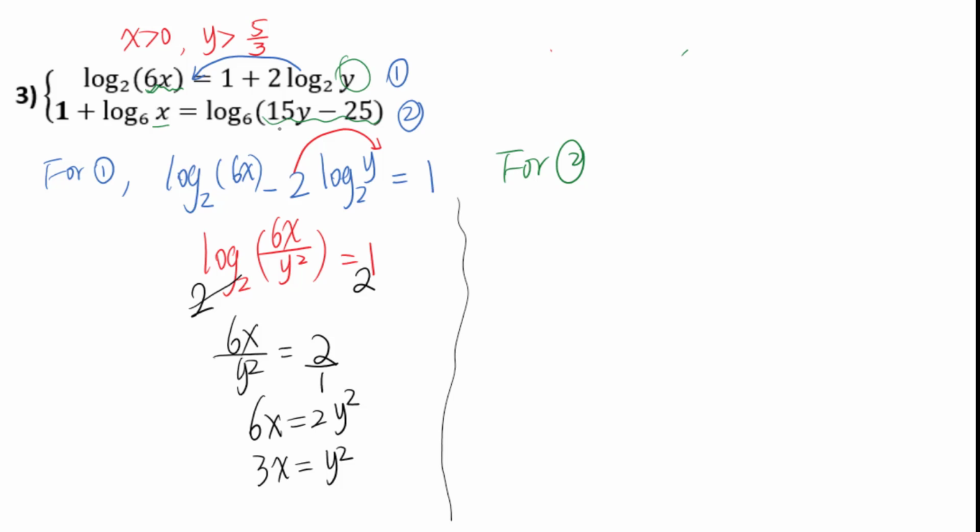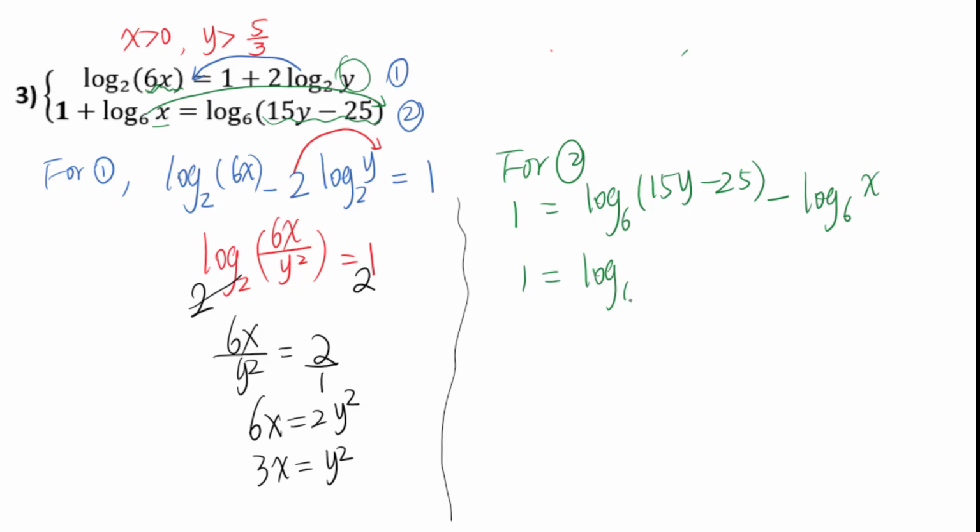Not all terms are logs in the equation. Cross the river, change sign. We need to isolate the log on one side. 1 equals log base 6 of (15y minus 25) minus log base 6 of x. So we have 1 equals log base 6 of (15y minus 25) over x.